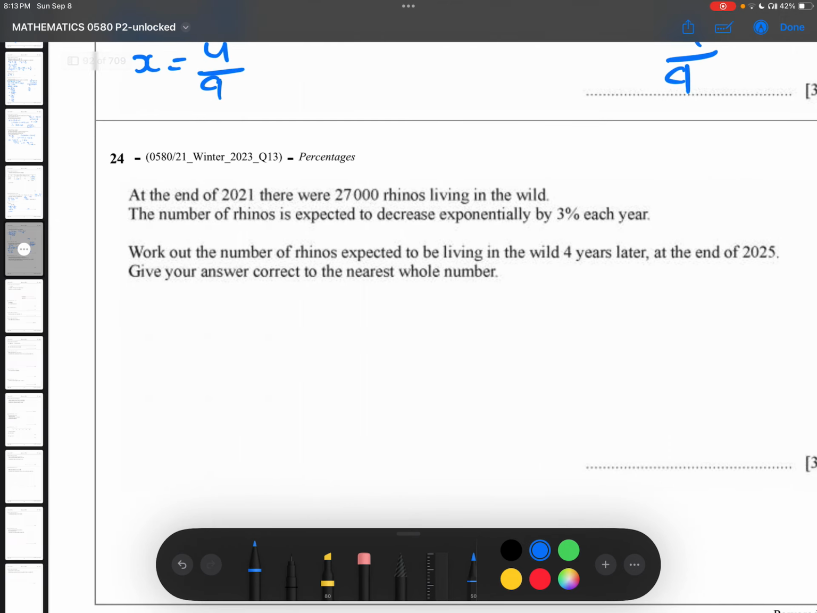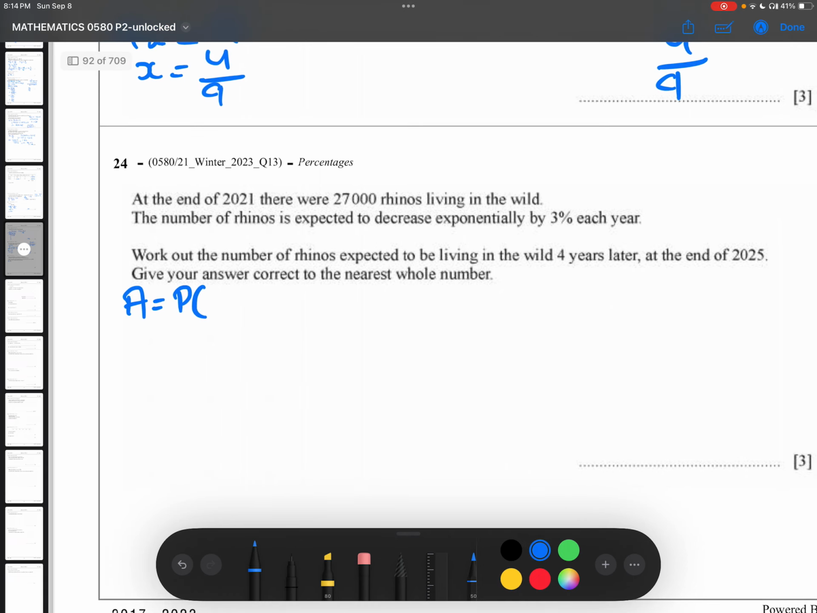for compound interest. A, which means accumulated money, is equal to P, where P means principal amount, times 1 plus R percent, where R means the rate, to the power n. N means the number of times the interest has taken place.